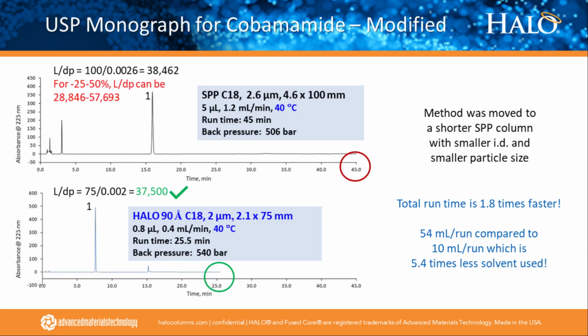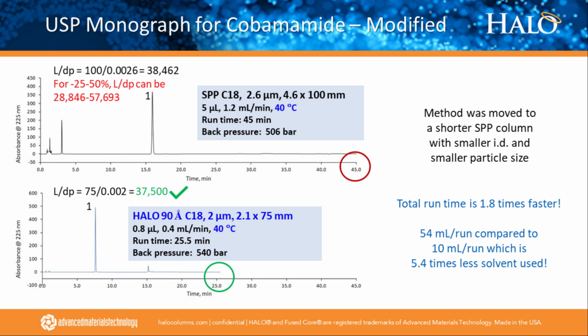So I have the original monograph results here with a 45-minute runtime at the top, and then with our L to DP ratio of 37,500, you can see we're now almost running 2 times faster with our modified method, and we're only using 10 milliliters per run of solvent compared to 54 milliliters per run, which is 5.4 times less solvent used using the new method.